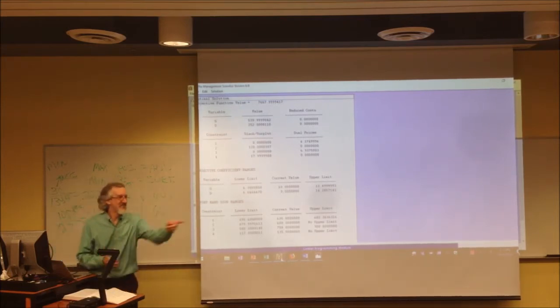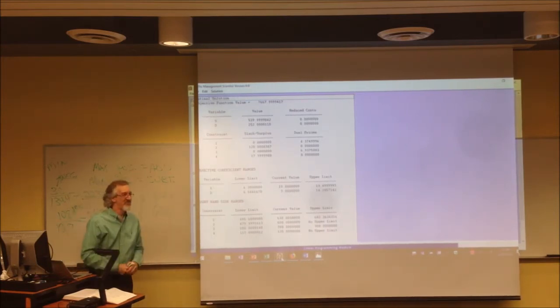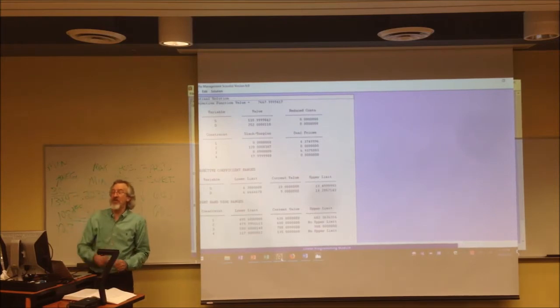But if it is a no, in real life you'd redo the problem. The objective function would be wrong. The optimal solution would be wrong. It changes everything. So you've got to redo the whole thing.